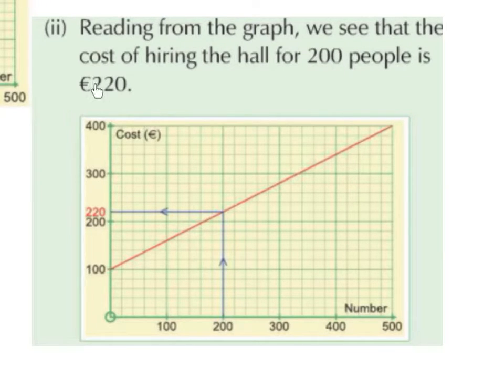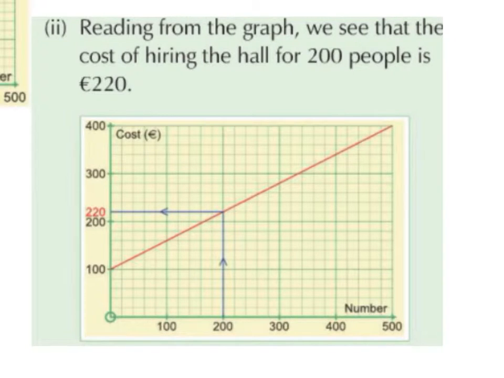So reading from the graph, we see that the cost of hiring the hall for 200 people is €220. So we went to the axis that represented the number of people. We went to 200, we drew a line up until we touched the graph, and then we drew a line across until we got to the y-axis, and we got to 220. So €220 is the cost of hiring the hall for 200 people.